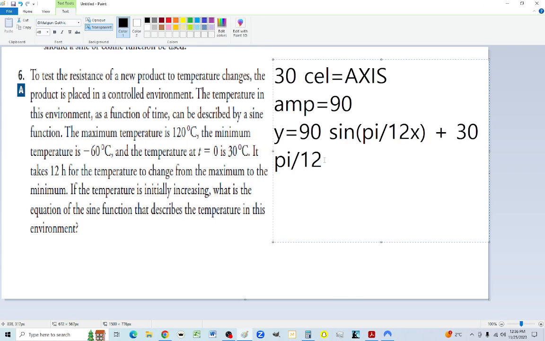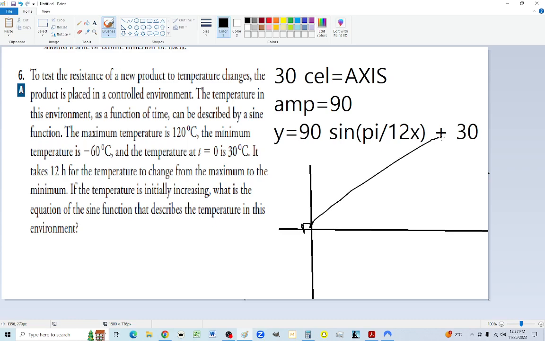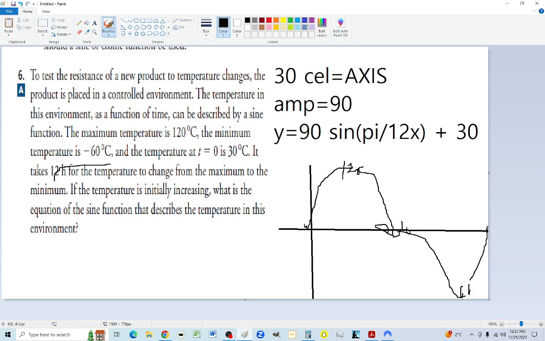Now here's the problem, where it starts. If we look at what we've done here, we have started a sine curve, and it will be at 0 time. It will be at the axis, 30. It will rise to 120 and come back down to 30 and go back down as far as minus 60 and back up. They tell me the temperature is initially increasing, so it's got to be on the way up, and the temperature at time 0 is 30, we have it as 0.